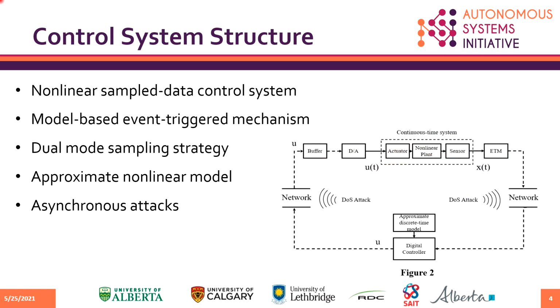Figure 2 shows the block diagram of our control system structure. The system output is connected to the digital controller, so we can call it a nonlinear sampled-data control system. The control U is implemented in a dual mode, event-based fashion. More precisely, the transmission of information between sensors and controllers takes place only at the triggering instances during normal conditions. Otherwise, in the presence of a denial of service attack, it has a constant rate.